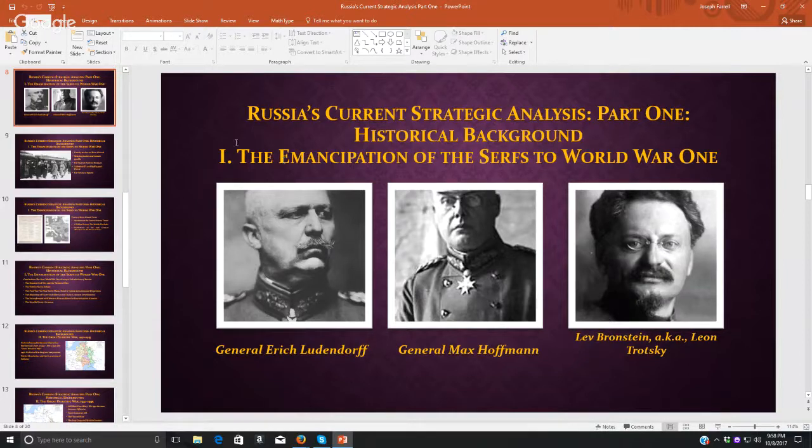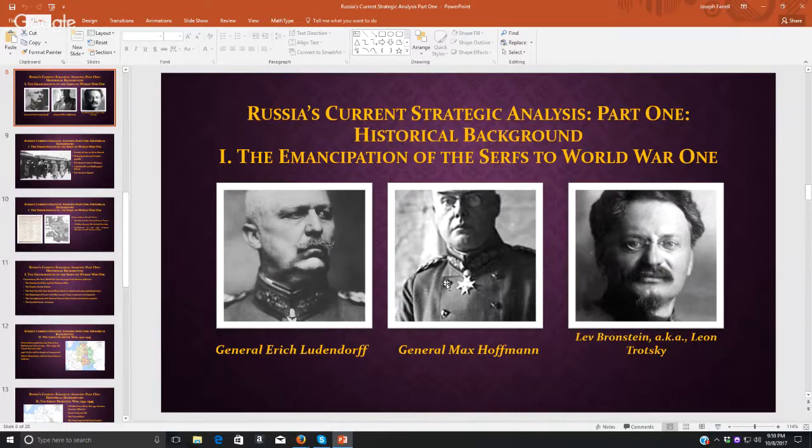Now, by this time in Germany, General Erich Ludendorff is the dictator, the de facto ruler of Germany. The Kaiser is more or less kind of a figurehead. It's really General Ludendorff that's running the show. His aide in the East is General Max Hoffmann. You see a picture of him here. And the Russian October Revolution occurs.